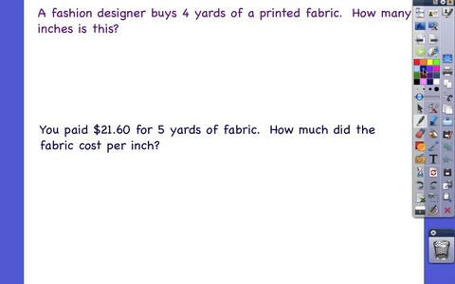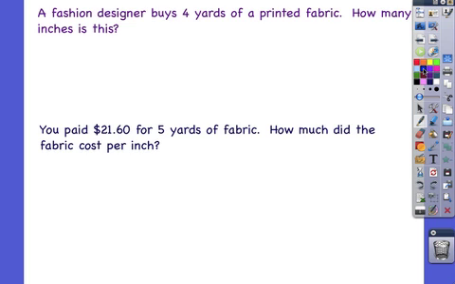And now I do need to figure out that if I have $21.60 for 180 inches, how much will it cost per 1 inch? So I can set up a proportion that says $21.60 over 180 inches, which equals x over 1 inch. And then I can use cross products. 21.60 equals 180x. Divide both sides by 180. And now I'm going to go ahead and divide $21.60 by 180.